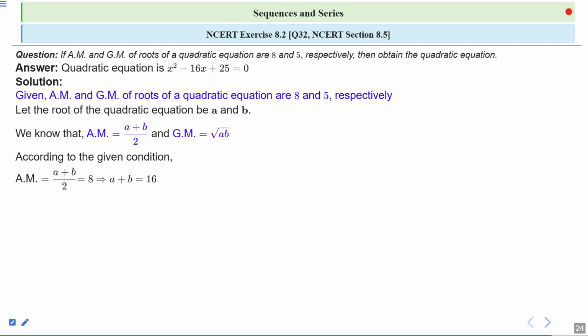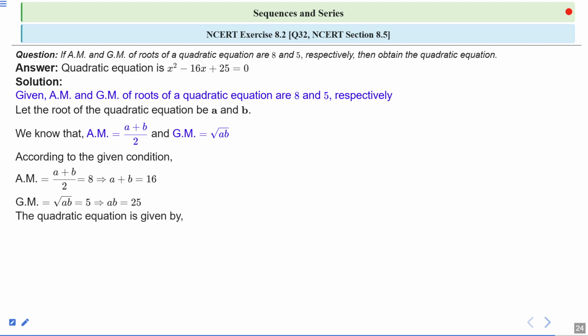So according to the given condition, the AM and GM of the roots of the quadratic equation are 8 and 5. The arithmetic mean (A plus B) by 2 is 8. If we cross multiply, from here you will get the equation A plus B equal to 16. Then the geometric mean is the square root of AB, and it is given as 5, so the square root of AB is equal to 5, and on squaring you will get AB equal to 25.